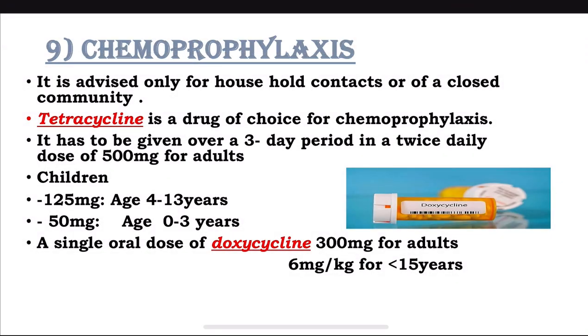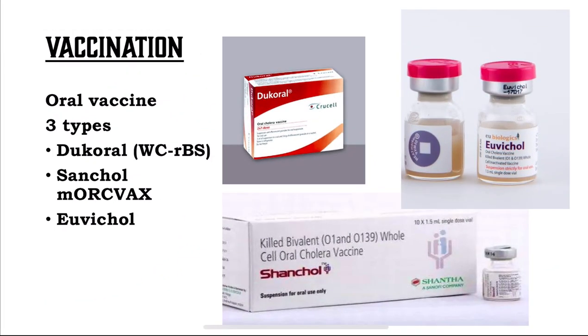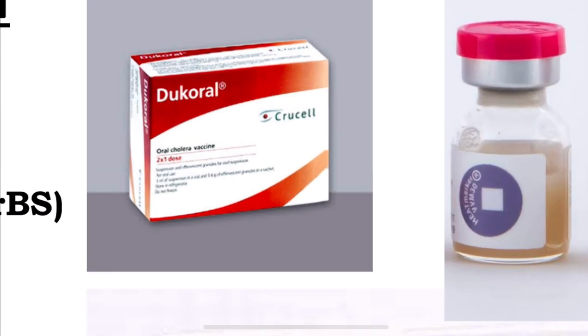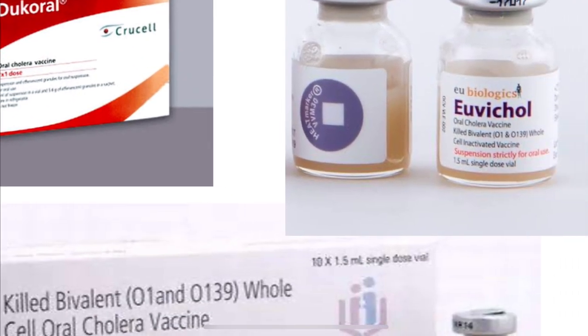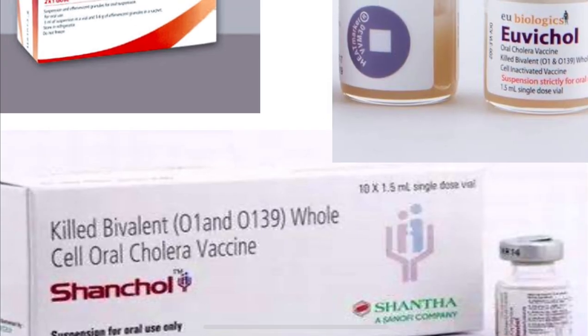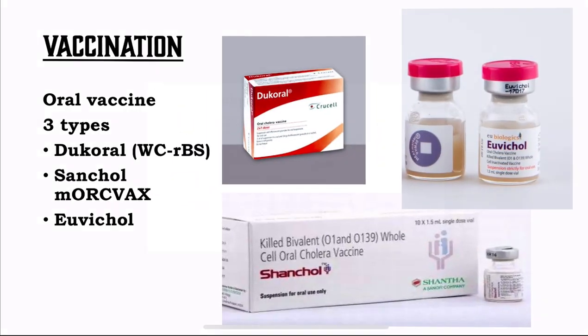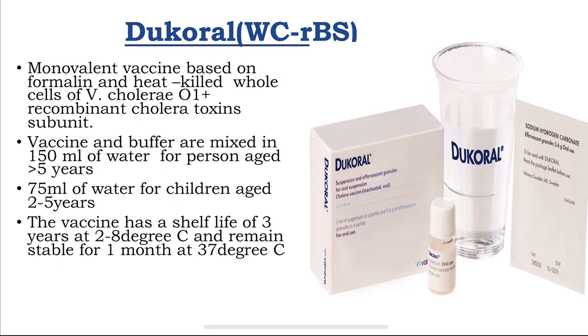Let's move further to vaccination. Oral vaccines are of 3 types. We have the Dukoral vaccine, Sanchol, Morvax vaccine, and Uvicol vaccine. We will see Dukoral, Uvicol, and Sanchol. Let's begin with the Dukoral WC-rBS vaccine.